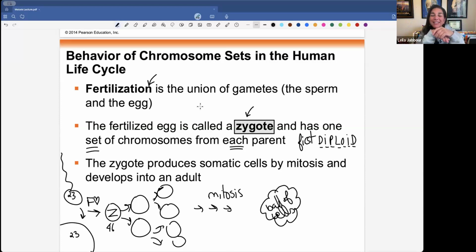That takes a week. So by 7 days after sexual intercourse, if there's fertilization, you will have an implanted embryo.